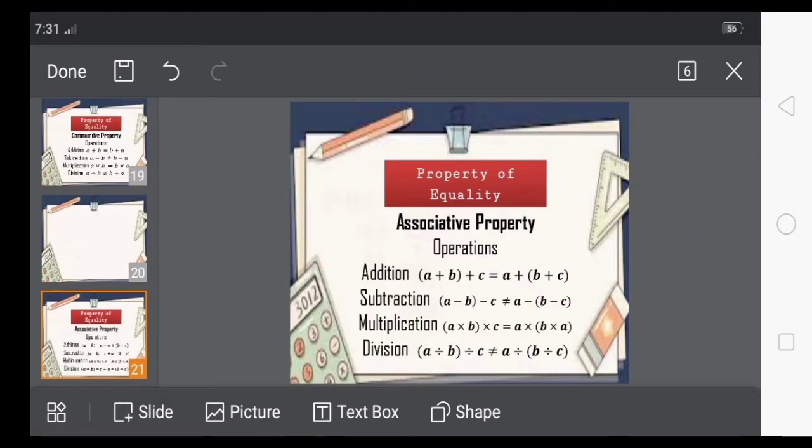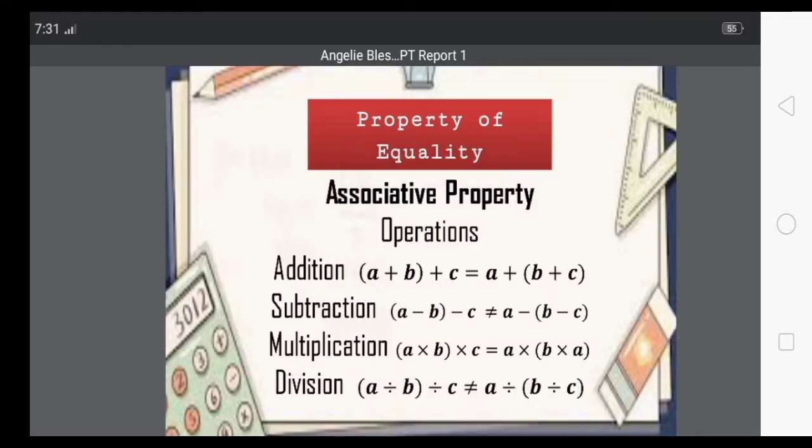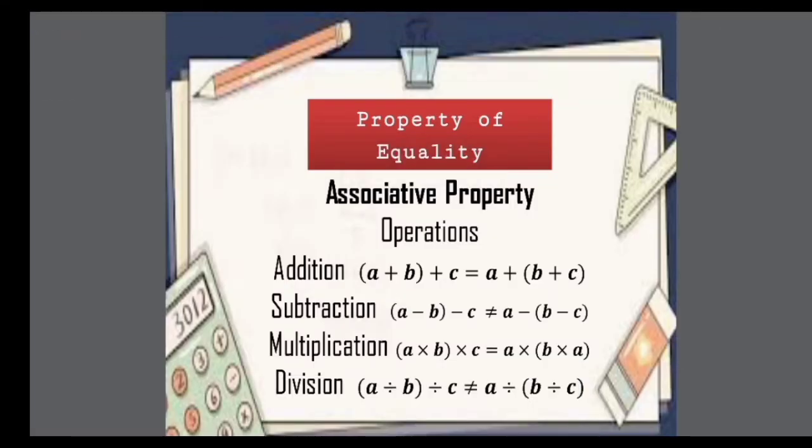Next is the associative property. In our associative property, we have four operations. Addition is A plus B plus C equals A plus B plus C. Subtraction, A minus B minus C is not equal to A minus B minus C. Addition and multiplication are the same, and subtraction and division are also the same, because in the associative property, changing the grouping of the numbers will not change the result.